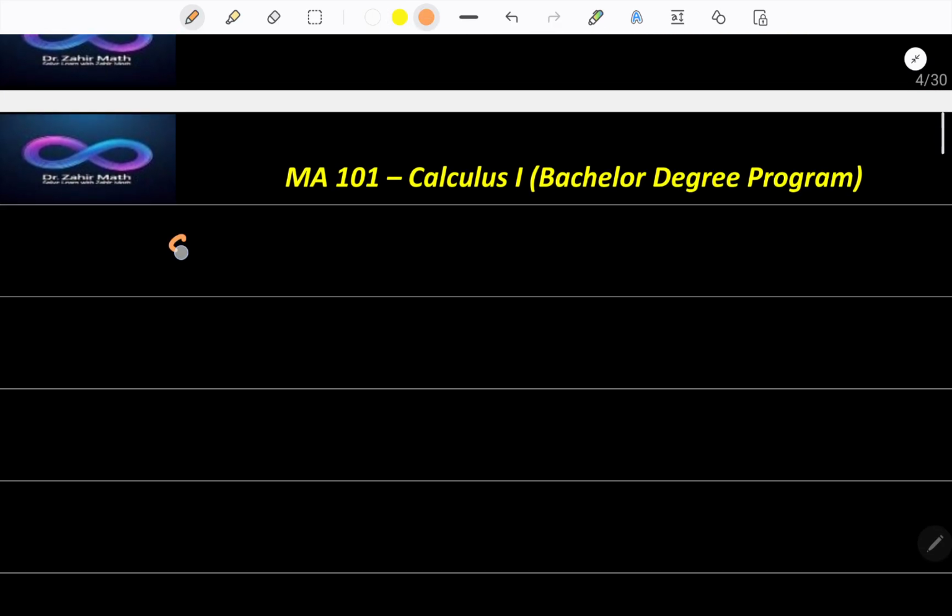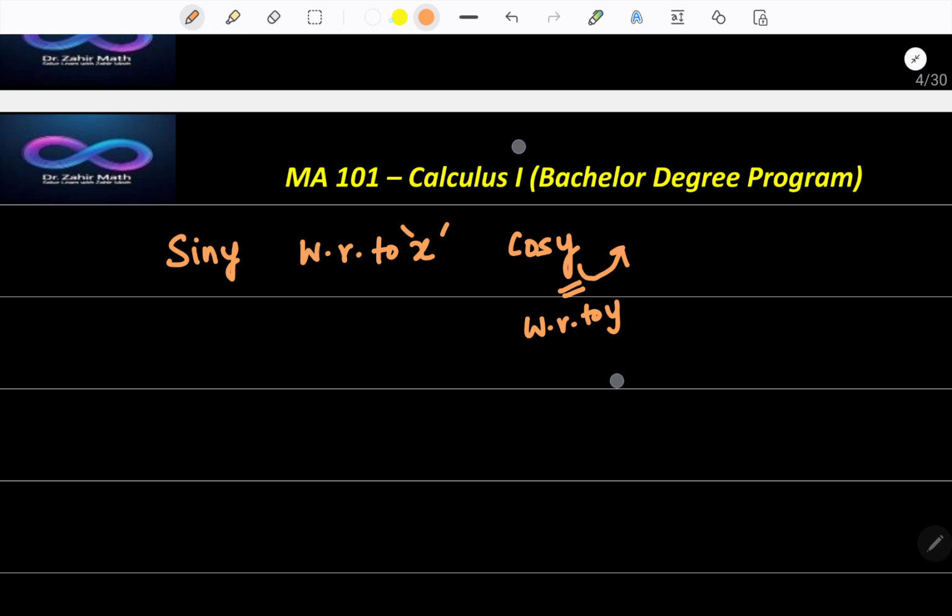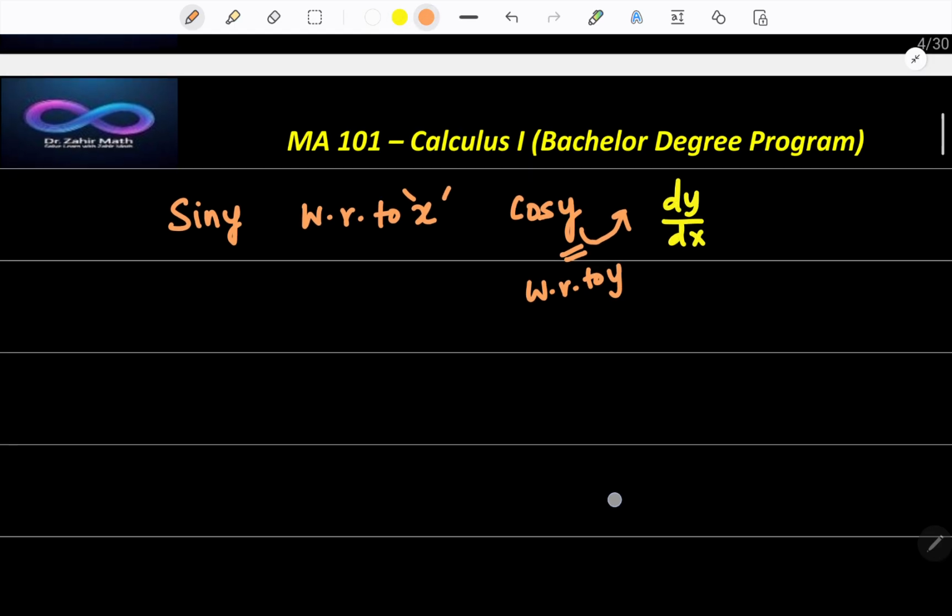Let me give you the next rule. Sine y. What's the derivative of sine y? It is not just cosine y. If you do cosine y, it is only with respect to y. Nobody will ask you a question, differentiate with respect to y. Everybody will ask you a question, differentiate with respect to x only. So after cos y, what is your answer? Which is dy by dx. Keep in your mind. Okay, right.